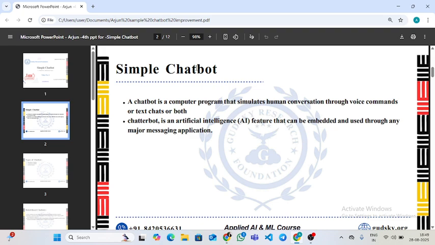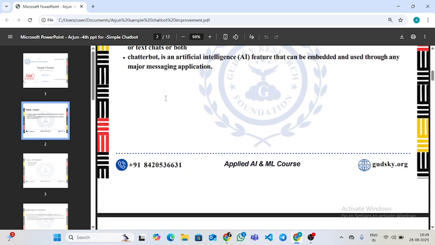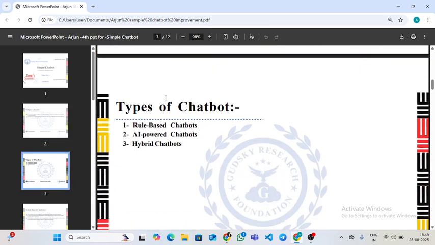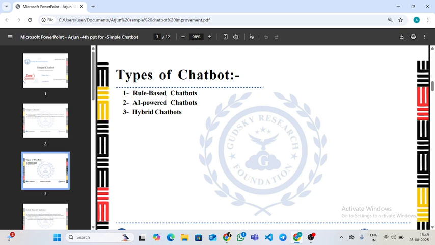You can search on Google or OpenAI. You can see there are many types of definitions available, but this is the main point which you have to consider as the definition of a chatbot. Now move to our next topic, types of chatbots.